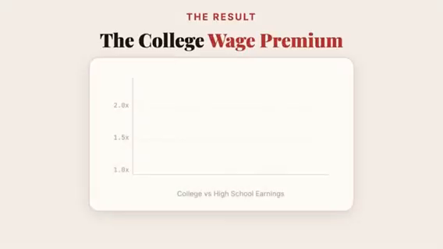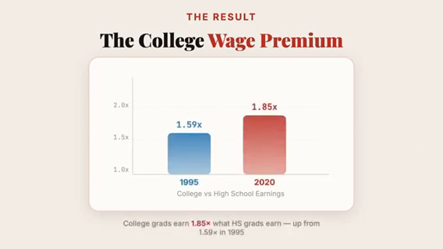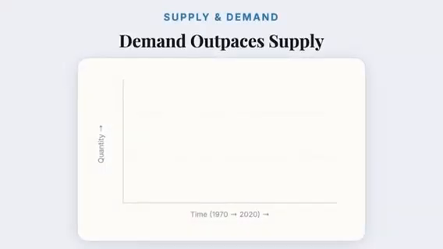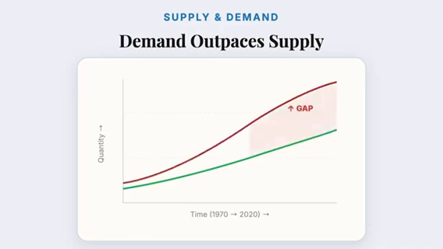The result? In 2020, young workers with college degrees earned about 1.85 times what high school graduates earned, up from 1.59 times in 1995. Basic supply and demand tells the story. When demand rises faster than supply, the price of skilled labor climbs.